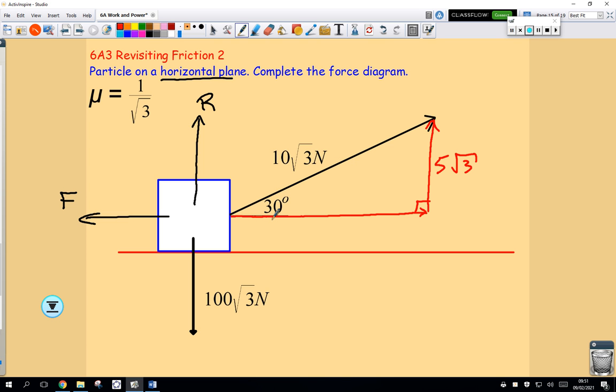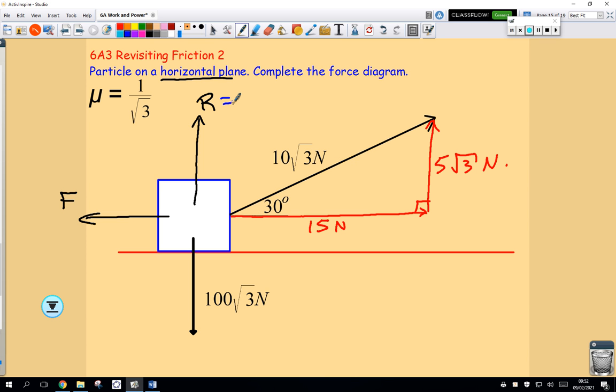Also, the side adjacent to the 30 is always hypotenuse times cosine of the angle. But in a special triangle, like a 30, 60, 90 triangle, it's always root 3 times that side opposite 30. So 5 root 3 times root 3 is going to be 5 times 3. That's going to be 15 newtons there. So that tension force is essentially pulling to the right 15 newtons and pulling upwards 5 root 3. So what is the normal reaction?